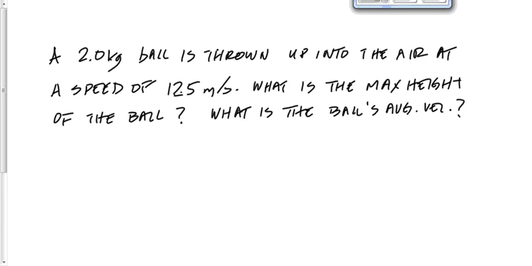The question says a 2 kilogram ball was thrown up into the air at a speed of 12.5 meters per second. What is the maximum height of the ball, and how high does the ball go before it stops and turns around and comes back down to where it started? And what's the ball's average velocity during that time?